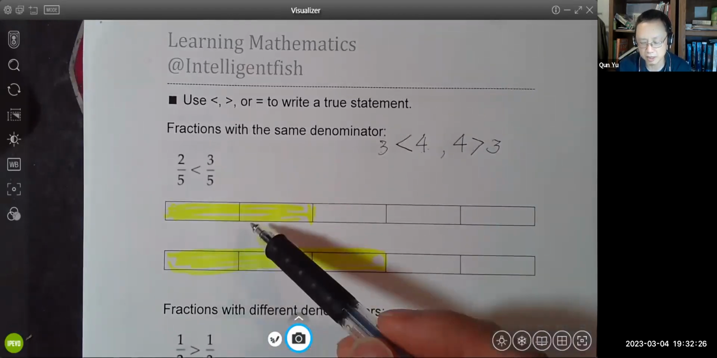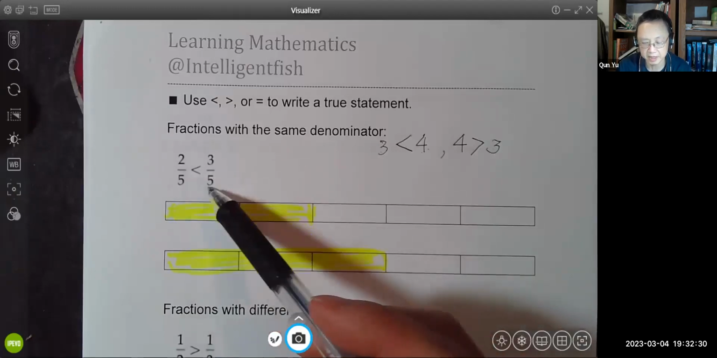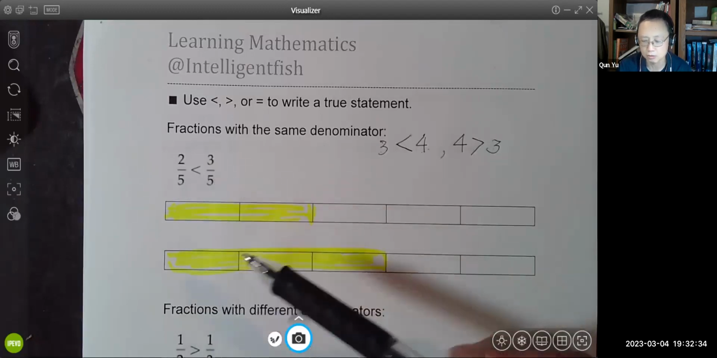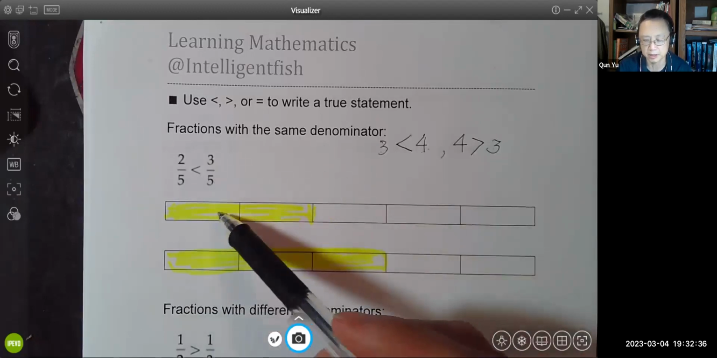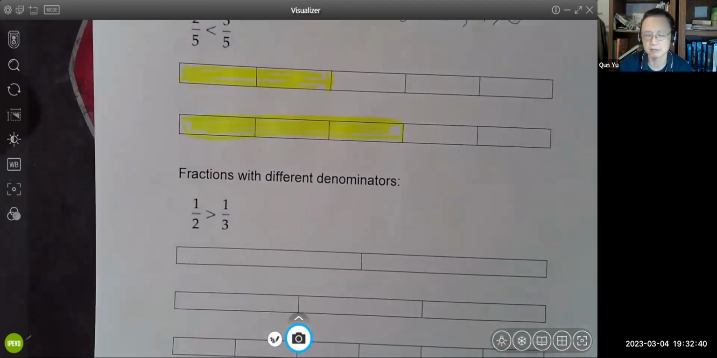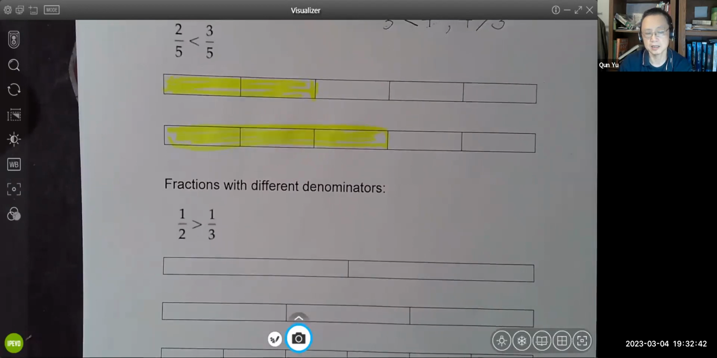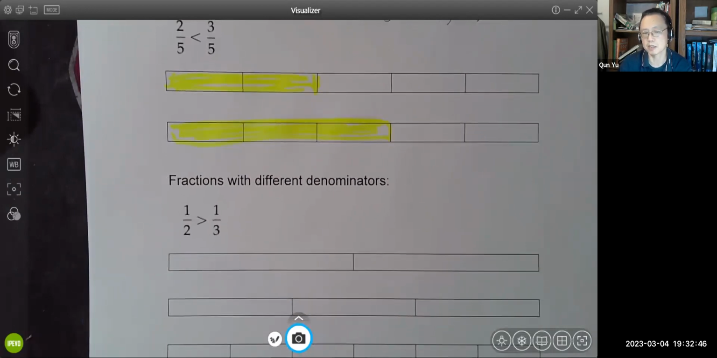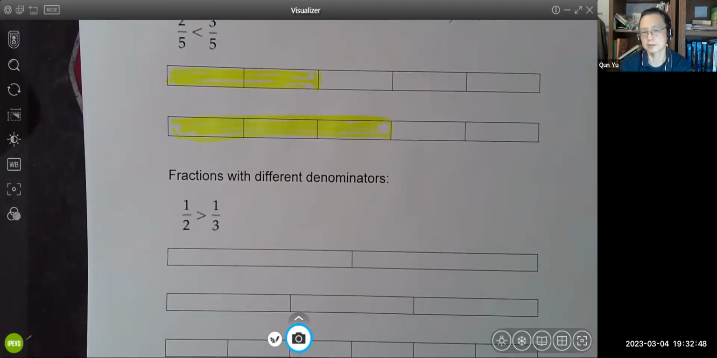Remember, this one is easy to compare because we have the same denominator. You divide the whole thing into the same number of equal parts, so you only need to compare the other side. Easy to compare. Now let's look at the next one. Between 1/2 and 1/3, again from common sense, we know 1/2 is bigger than 1/3. But let's visualize that first.